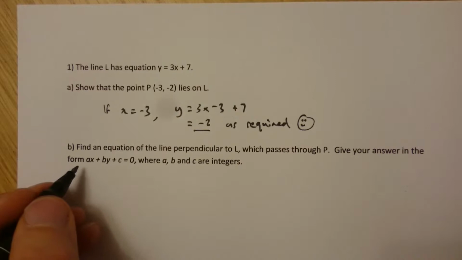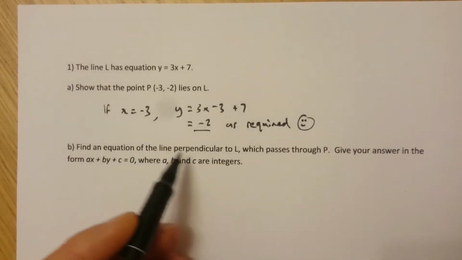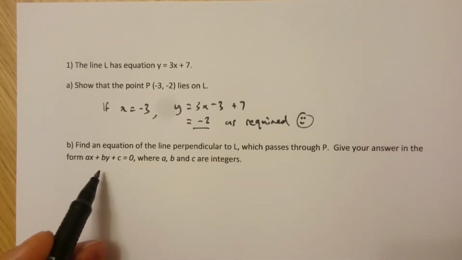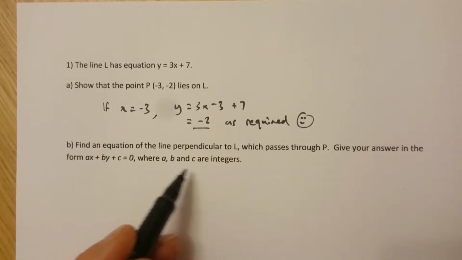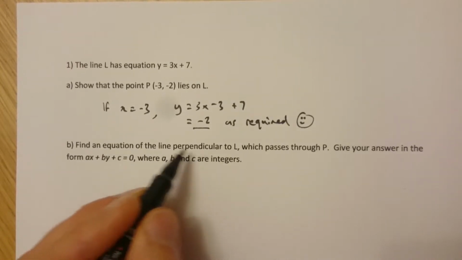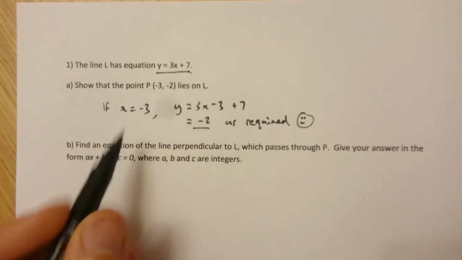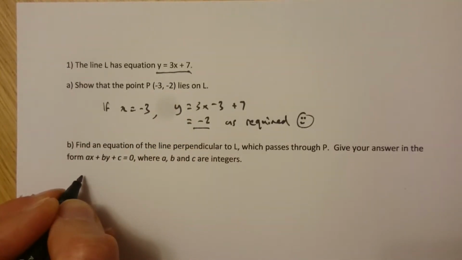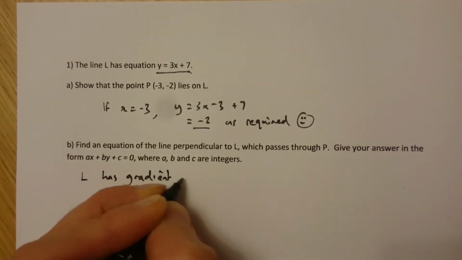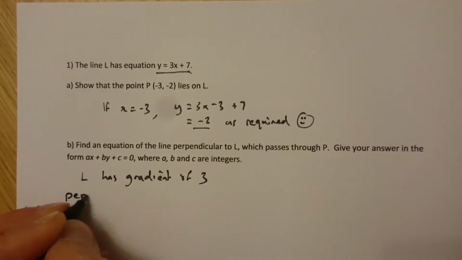Now, the second question says find an equation of the line perpendicular to line L, and it's got to go through point P. Then it says give your answer in a particular form that we'll look at in a second, and a, b and c have got to be integers. So first of all, we need a line perpendicular to line L. Now line L has a gradient of 3, so that's our starting point.